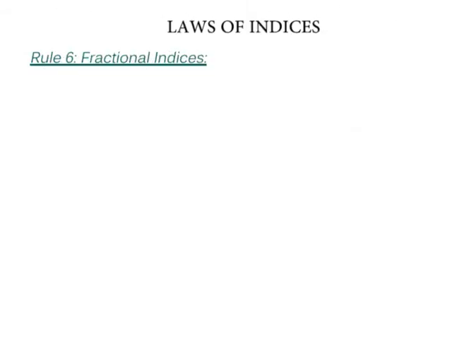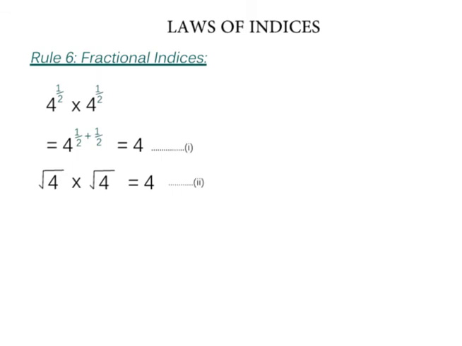Rule number 6. Fractional indices. Consider 4 raised to power half times 4 raised to power half. This is equal to 4 raised to power half plus a half, giving us 4. Also, root 4 times root 4 is equal to 4. Considering equation 1 and 2, it follows that 4 raised to power half is equal to root 4. 3 raised to power half is equal to root 3.